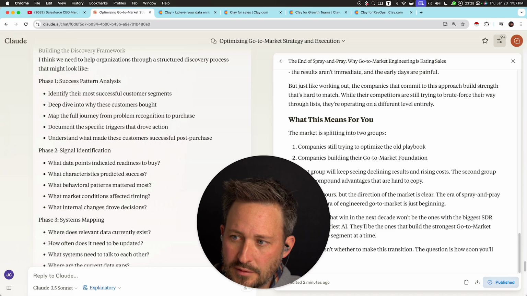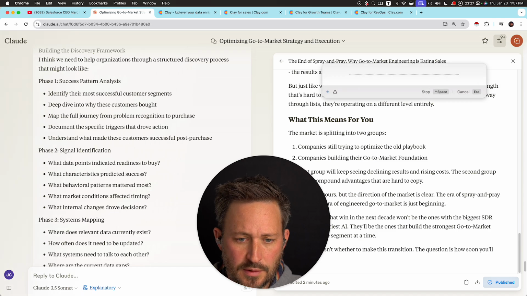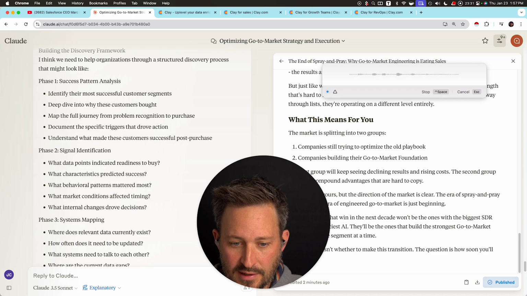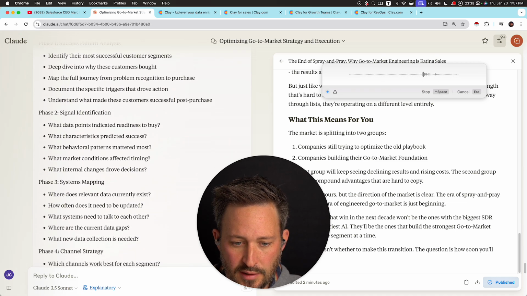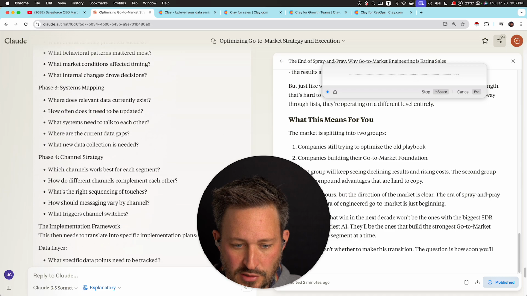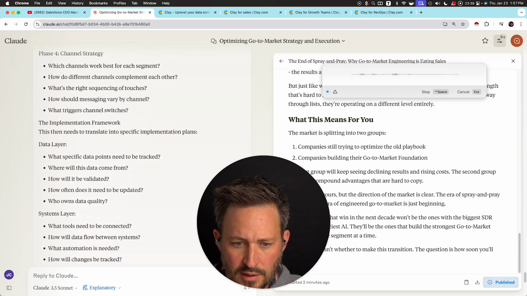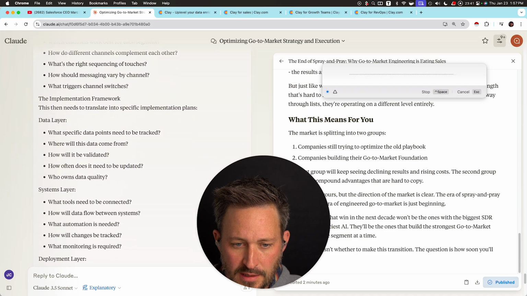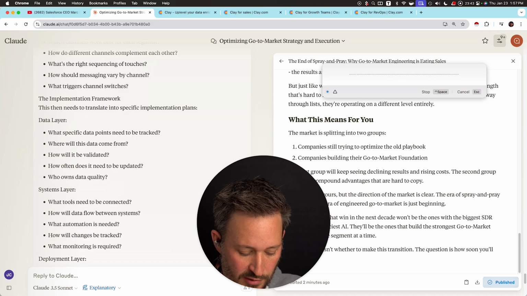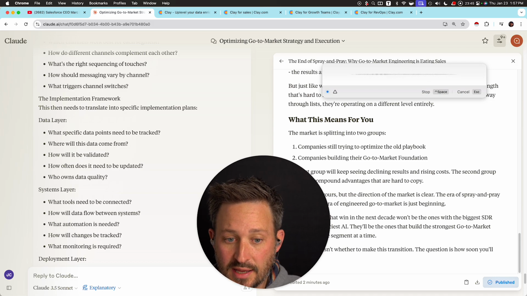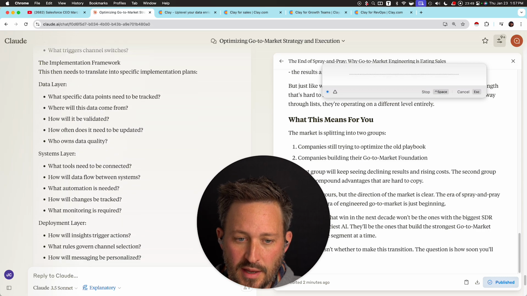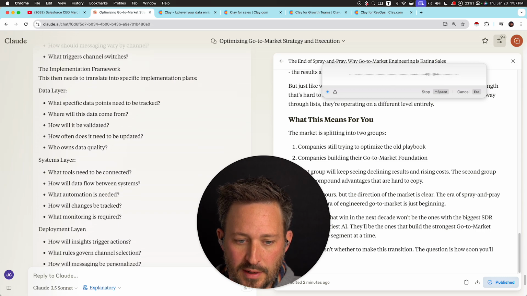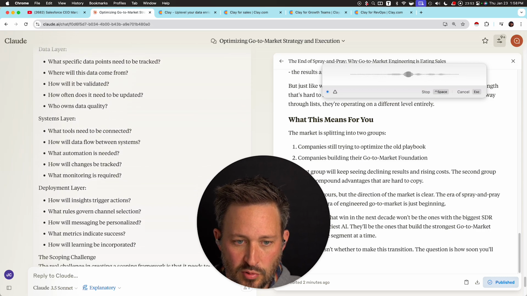I hate signal identification. Okay, this is great. I hate signal identification. I really want to call it data. And then systems mapping and channel strategy. I think we also have to be very clear that we need to figure out which segment to start with. That's absolutely the very beginning place. And then you're right, there's a data, systems, and deployment layer.